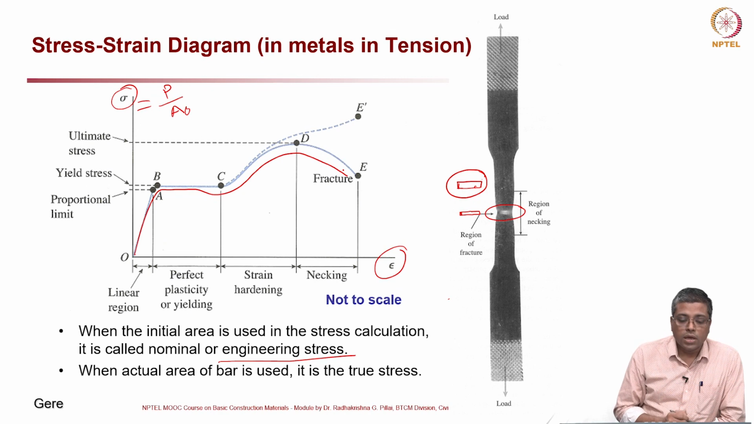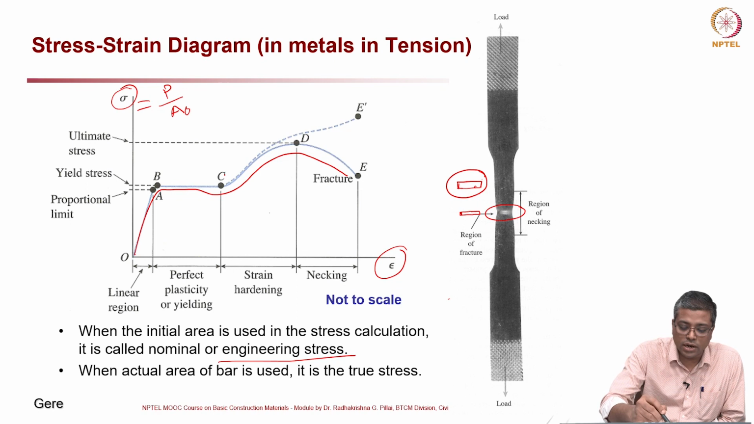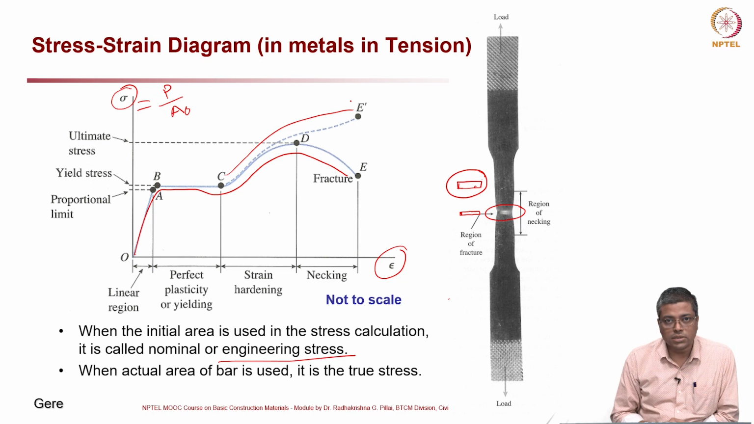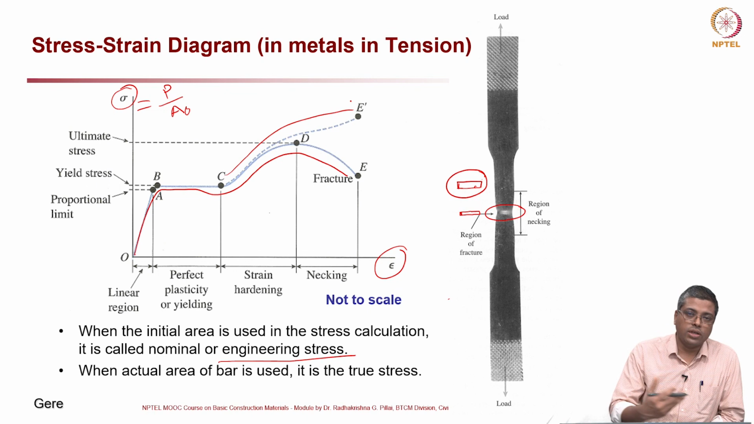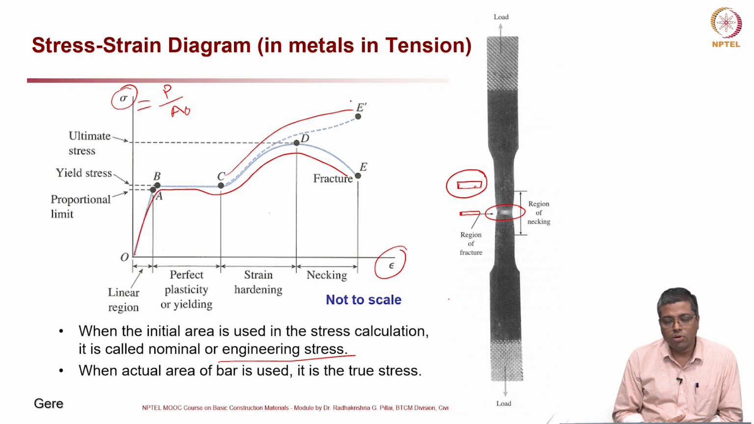Now if the actual stress at every point of time is considered, then it will follow this curve. That is true stress, not the engineering stress. But how do we get the actual area during the testing? It's quite difficult to do, because it's difficult to measure during the test. So in most testing, we use only A0, and we use engineering stress as a parameter for comparison of various materials.